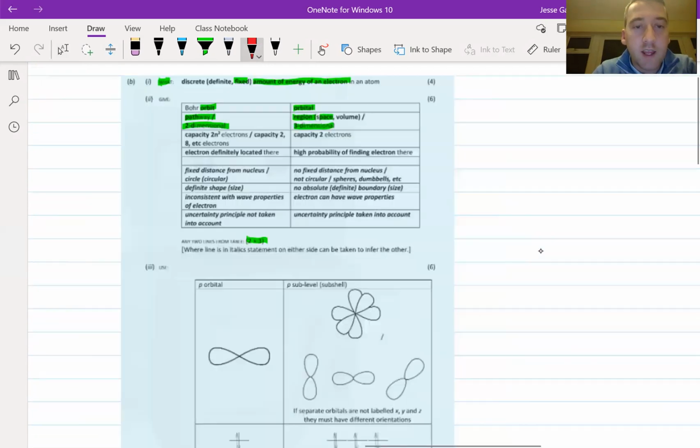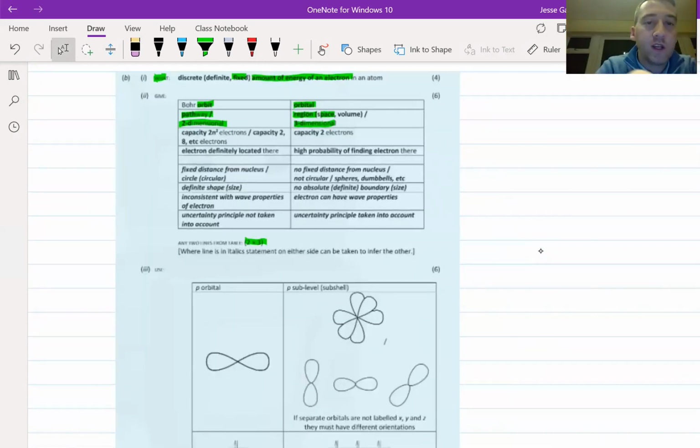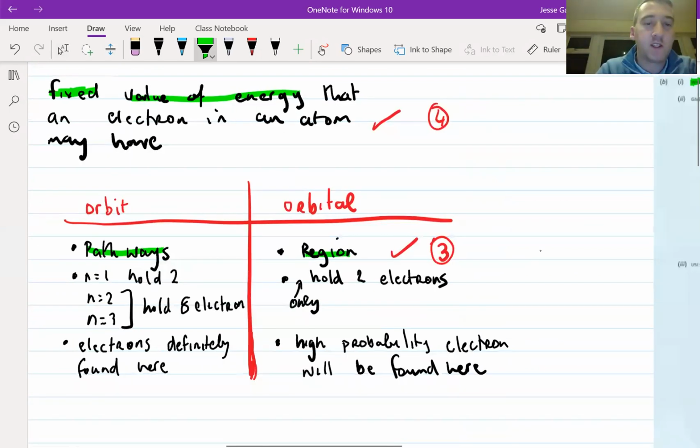Okay, what's the next bit? Capacity. So we did talk about the capacity. The capacity of orbits is 2, 8, etc. electrons, versus the capacity of orbitals, which is only 2 electrons. We said hold, but that means the same thing as capacity. So orbits hold 2 and then 8 electrons, whereas orbitals only hold 2. So there's my second 3 marks. That's all the marks I can get for this part.